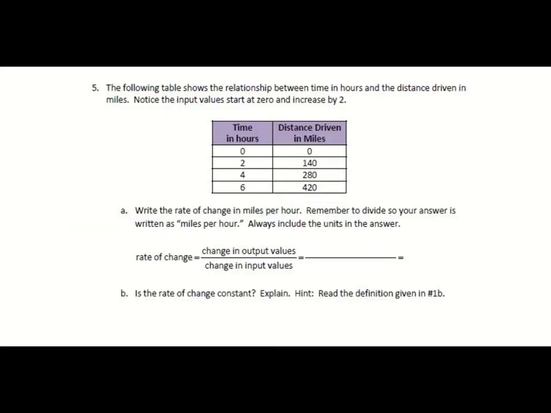All right, 5. The following table shows the relationship between time and distance driven in miles. Notice the table starts at 0 and increases by 2. All the other tables we've done have gone up by 1, so this is where you have to be very careful. If I want your rate of change, you're not only going to have to figure out how much you're going up by here, you have to pay attention to this. So this is going up by 2 each time here, and this is going up by 140 every time.